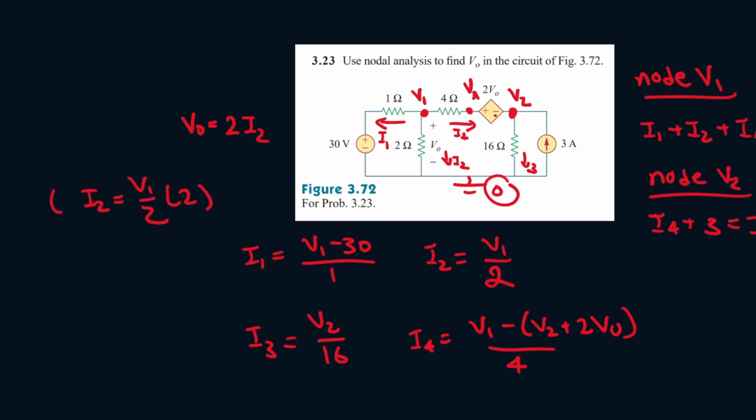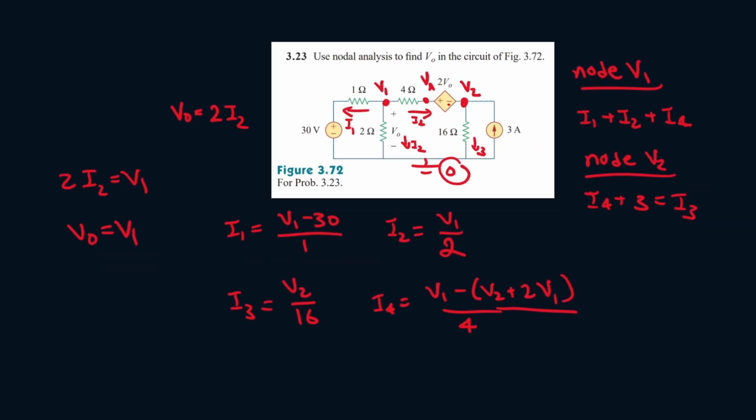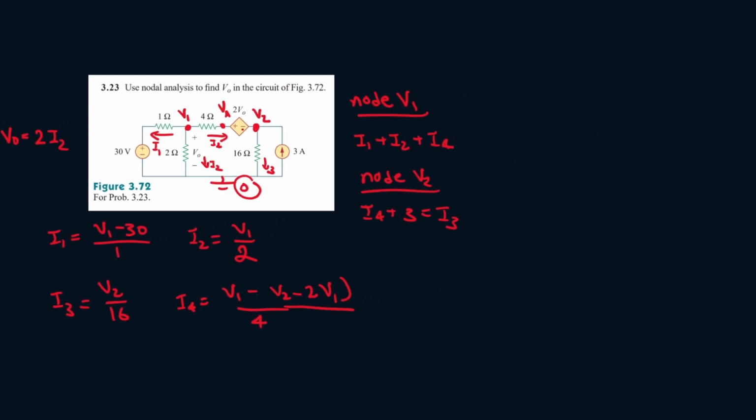Let's times both sides by 2. So 2 I2 equals V1. So that means VO is equal to V1. So we're going to replace VO with V1 here. Now let's distribute the negative. So it'll be negative V2, negative 2 V1. And now we can solve.